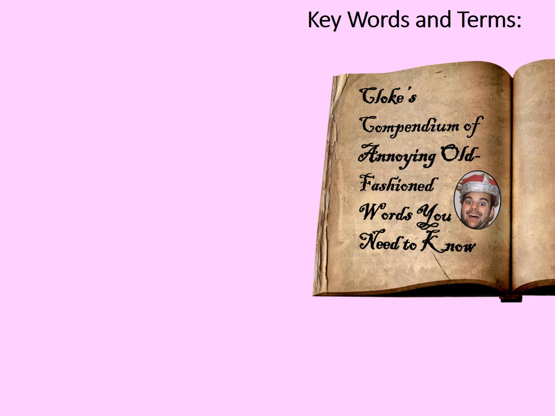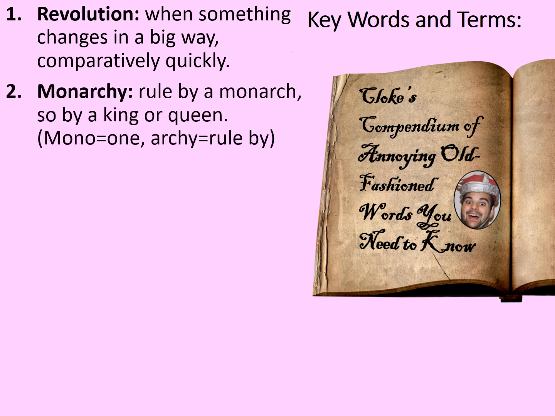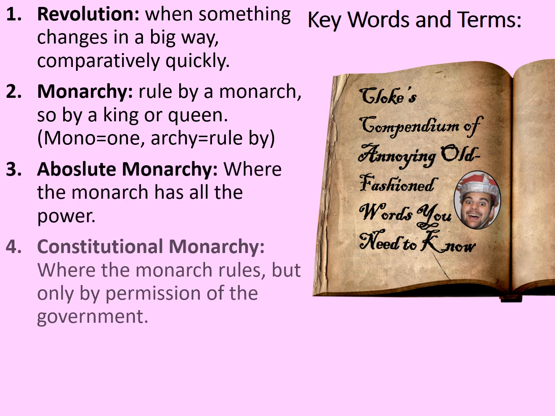Cloak's compendium of annoying old-fashioned words that you need to know today comprises of revolution, when something changes in a big way, comparatively quickly. Monarchy, ruled by a monarch, also by a king and queen, or king or queen. Mono means one, so monarchy means rule by one. Think of other words as well, like hierarchy, that's rule by levels. Absolute monarchy, where the monarch has all the power. Constitutional monarchy, where the monarch rules, but only with the permission of the government.